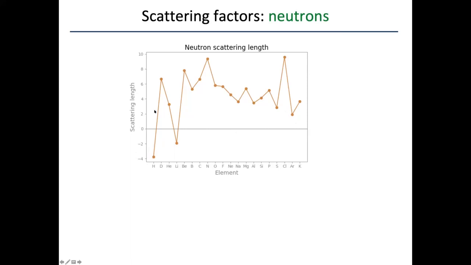And we have negative values, we have positive values. So for H, hydrogen, it's negative. For deuterium, it is positive. Then for carbon, nitrogen, oxygen, other common elements in macromolecules, we have positive values. And I think it's also interesting to be aware that for sulfur, the value is actually smaller than for carbon, nitrogen, oxygen. So sulfur will actually be a weak scatterer for neutron diffraction.